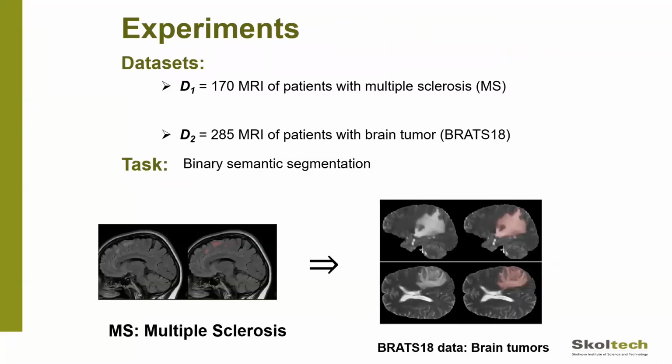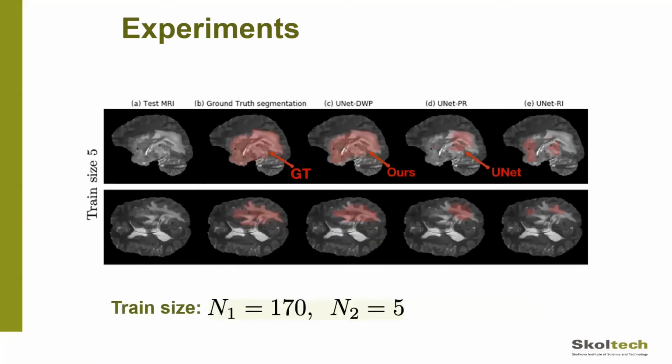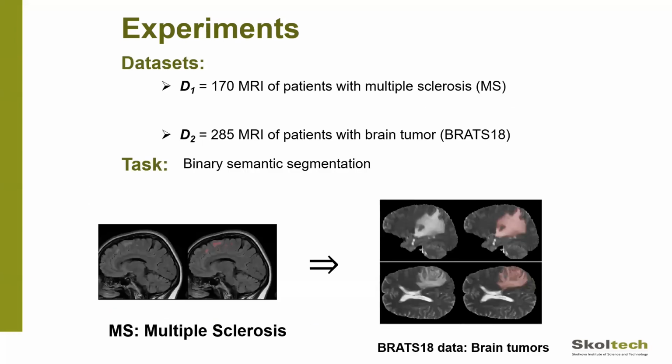Let us consider an example. We have a sample of multiple sclerosis, and so we train the first neural network to predict these tiny anomalies here. The second problem is about segmentation of brain tumors, and so we would like to train the second neural network on as small a number of brain tumor images as possible. And here is the result. The first neural network was trained on 170 scans of a multiple sclerosis data set.